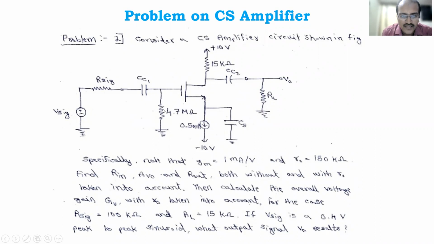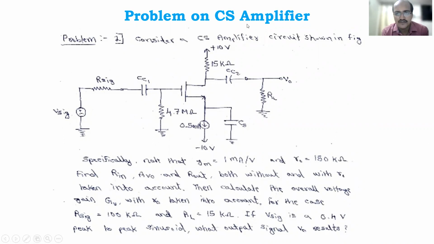RG is given as 4.7 mega ohm, RD is 15 kilo ohm, VDD is 10 volt, VSS is minus 10 volt. RL, R signal, and V signal are given in this data, not in the diagram. Specifically note that gm is given as 1 milliamp per volt. It is a transconductance, that's why amps per volt is the unit. And R naught is equal to 150 kilo ohm. As I told you, R naught value is very high.